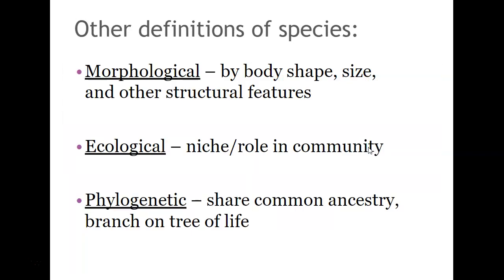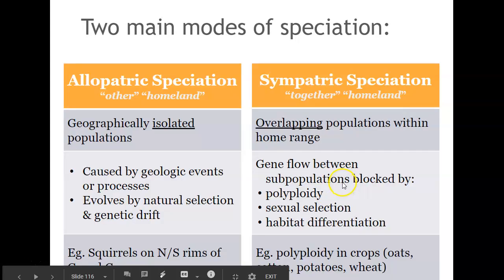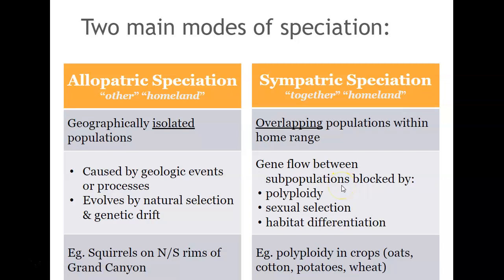Species have been defined in other ways. They have been roughly defined based on their morphology or their ecology or their phylogenetics. So just know that there are different ways to define it. Usually we do it in terms of being able to reproduce. Speciation, the origin of species or making new species, can happen in two different ways. There is something called allopatric, and then there is something called sympatric speciation.